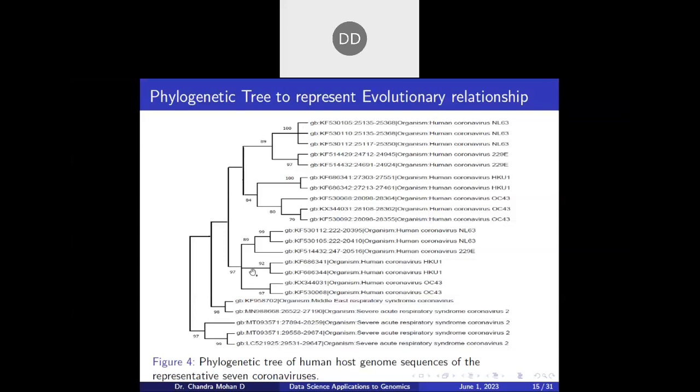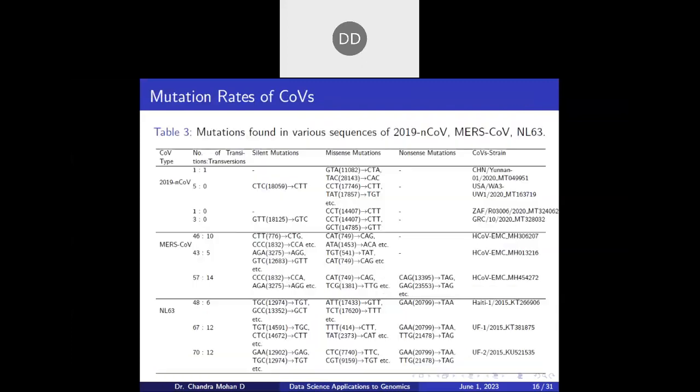What we can identify from this phylogenetic tree is that the recent coronavirus, SARS-CoV-2, is divergent, and it has not evolved from the previous one. It is a divergent one. With this, what we can tell society is that the drugs which worked for the previous coronavirus will not work for the current coronavirus. That type of analysis we can do. Now, next, mutation rates.